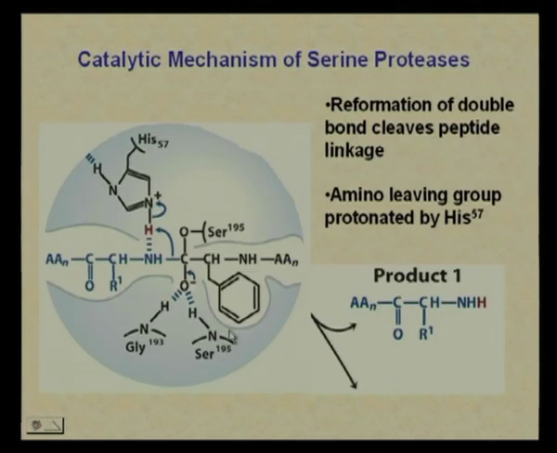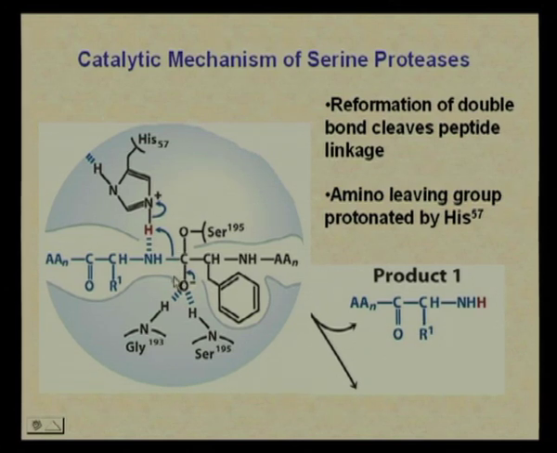Now, what do we have to do? We have to cleave the peptide bond. Now, what happens is this O minus that was sitting in the oxyanion hole goes back to form the C double bond O. This now is cleaved. What does this do? This takes up the hydrogen that was originally on serine, and what does it form? NH2. What is this? This is the amino terminal of the product that is being formed.